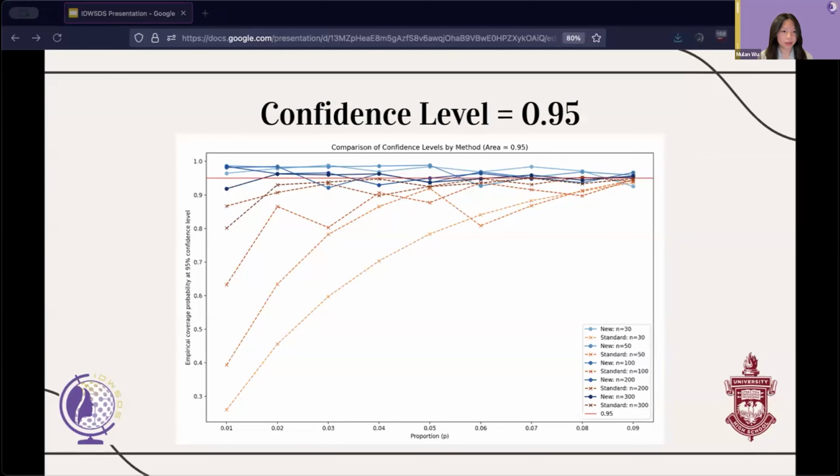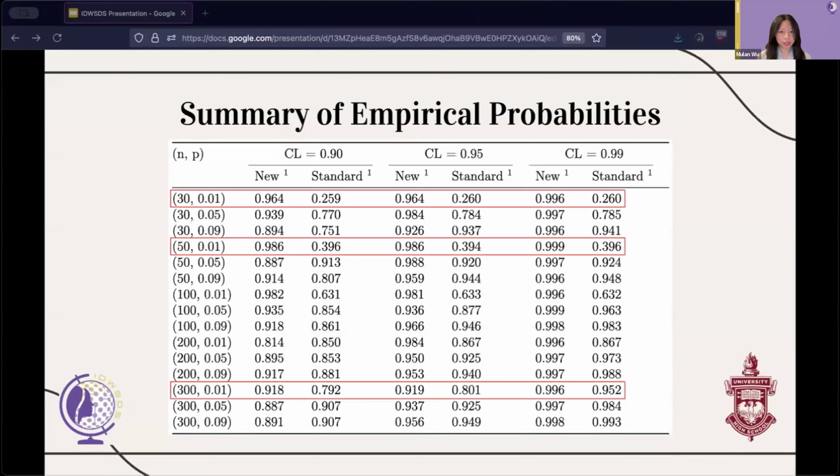So here I have a table of the summary of the results from the simulation. We have highlighted some of the more apparent results. You can see that when the proportion is 0.01, the standard method is not very consistent across the different sample sizes, and in fact, very off when both the sample size and the proportions are small. You can see that in the sample size 30, proportion 0.01, under confidence level equals 95, we get 0.964 from the new method, which is fairly close. Well, for the standard method, we get 0.260, which is extremely far away.